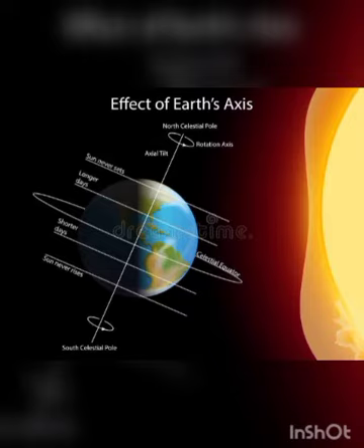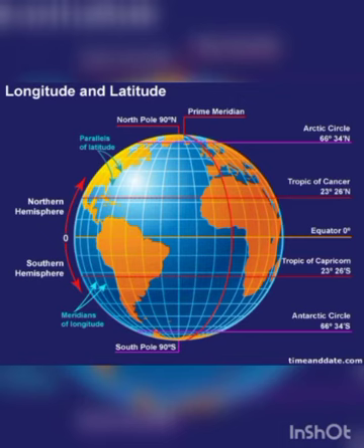Then the second set of special latitudes: the Arctic Circle in the northern hemisphere is 66½ north. The Antarctic Circle in the southern hemisphere is 66½ south. Is that clear? So these points you underline. This you must read at least one time.